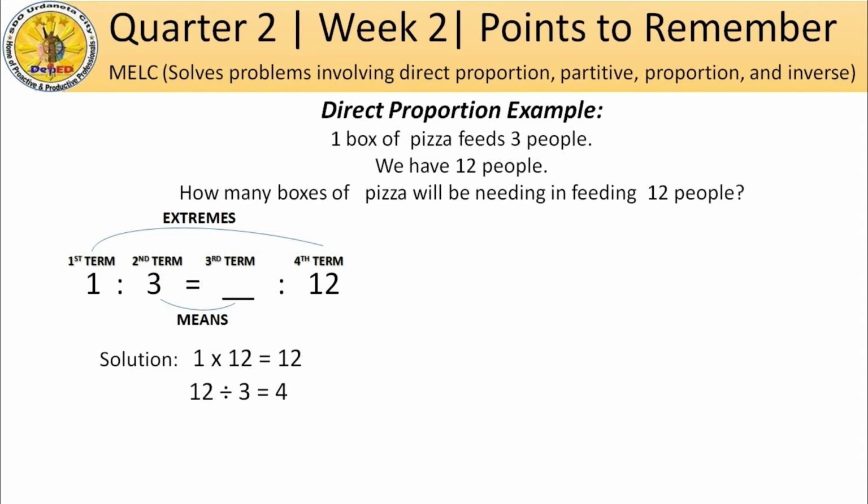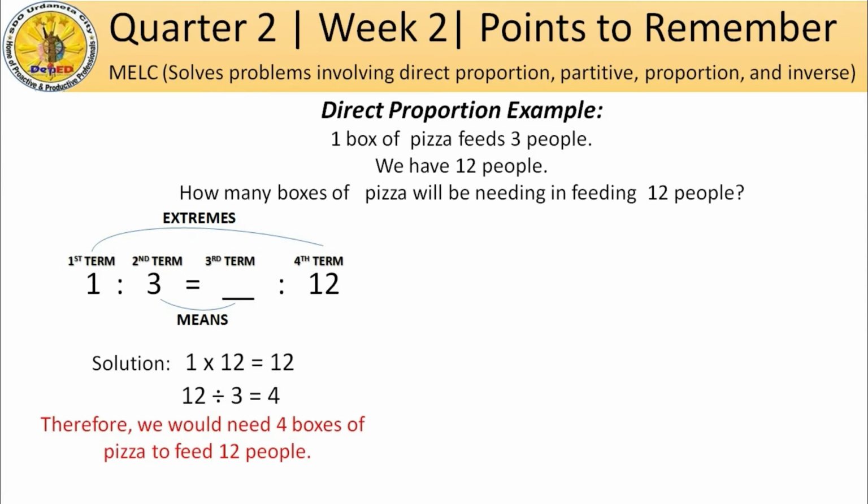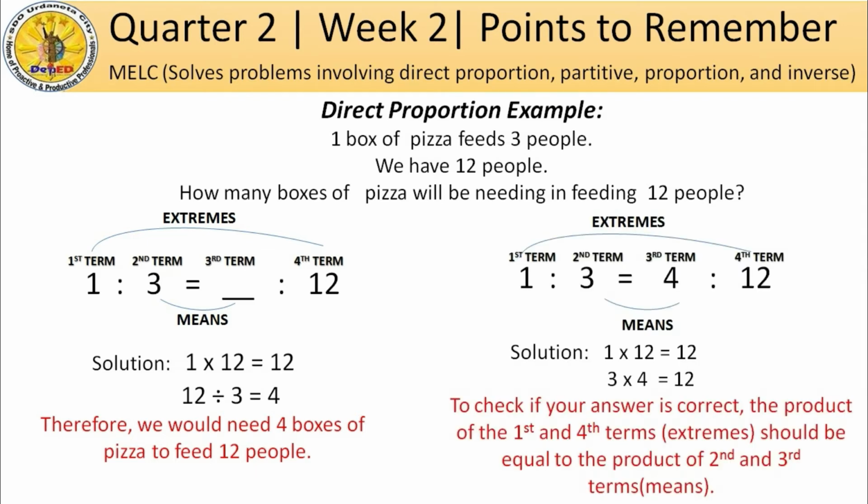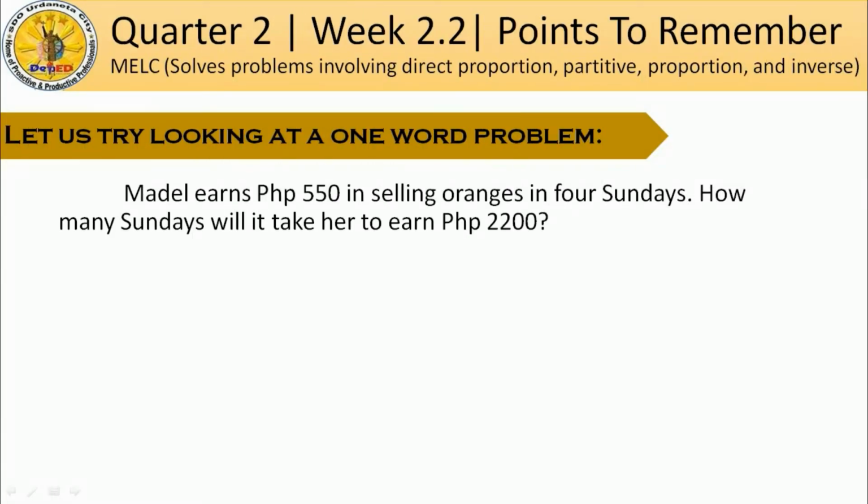So what are we going to do? We have to multiply first 1 by 12, then after getting the product, we have to divide it by 3. And the correct answer is 4. I have also given an example on how to check our answer based on the illustration. To check if your answer is correct, the product of the first and the fourth terms, or what we call the extremes, should be equal to the product of the second and third terms, or what we call the means.